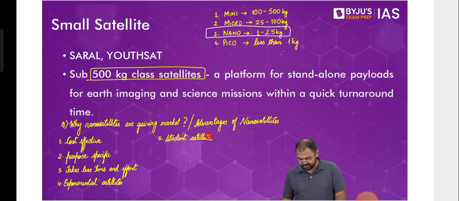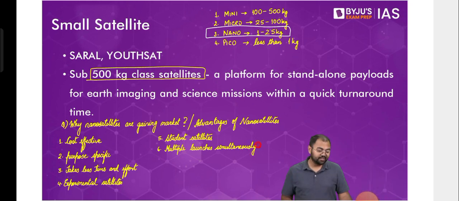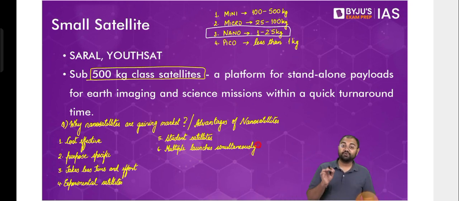Multiple satellites can be launched together. This is also correct, that we can launch multiple satellites. For example, in India, in 2017, we made a world record where we launched a total of 104 satellites in one single launch, which became a world record because no other nation has been able to do that. India became the first such country to do it.